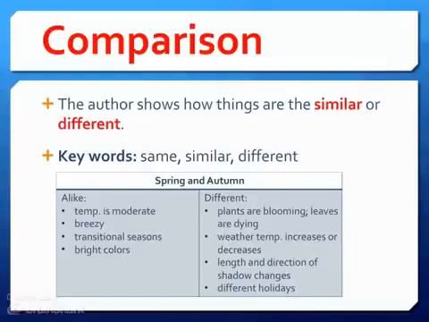So they are like because the temperature is moderate, it's breezy, it's a transitional season, or there's bright colors. They're different in that plants are blooming, leaves are dying. When the weather temperature is either increasing or decreasing. The length and direction of shadow changes depending on the season, and there's different holidays. So this information shows you how they are similar and how they are different, which is an example of a comparison text feature.